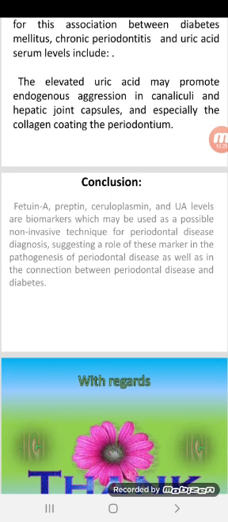Conclusion: Fetuin A, Preptin, Ceruloplasmin and uric acid level are biomarkers which may be used as possible non-invasive technique for periodontal disease diagnosis, suggesting a role of this marker in the pathogenesis of periodontal disease as well as in connection between periodontal disease and diabetes.